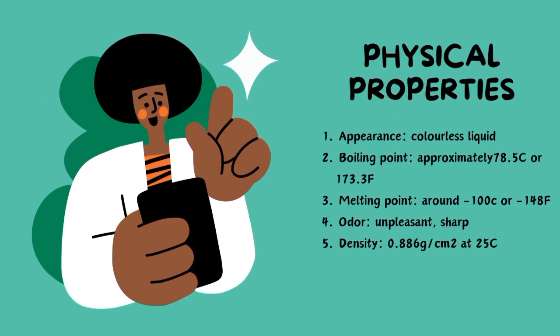Butyl chloride has several notable physical properties. The appearance is a colorless liquid at room temperature. The boiling point is approximately 78.5 Celsius or 173.3 Fahrenheit. The melting point is around -100 Celsius or -148 Fahrenheit. The odor is unpleasant and sharp. The density of butyl chloride is 0.886 grams per cubic centimeter at 25 Celsius.